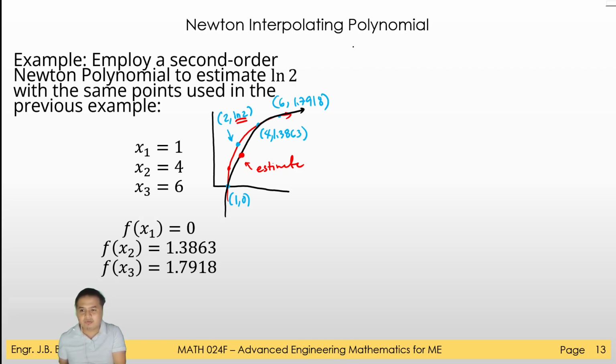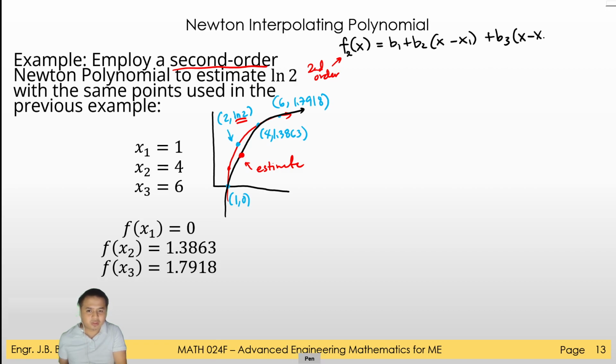So again, for a second order polynomial, we have f2 of x. So we just have a sub 2 here, which basically means this is second order or quadratic. Okay, so we have b1 plus b2 times x minus x1, and then plus b3 times x minus x1 and then x minus x2. So we're trying to solve for b1, b2, and b3, and then later on substitute the values. So for b1, this will be equal to f of x1.